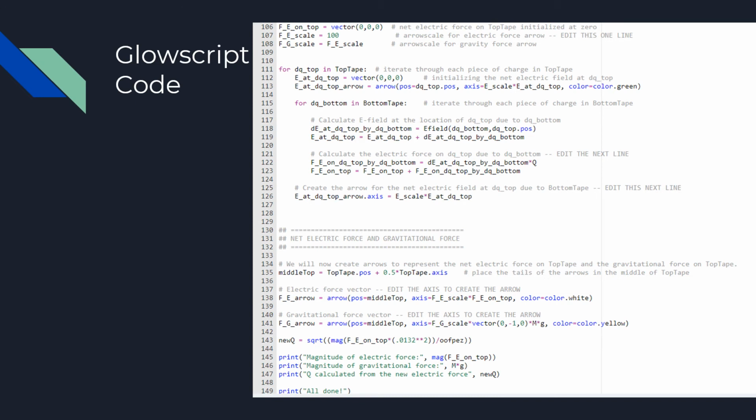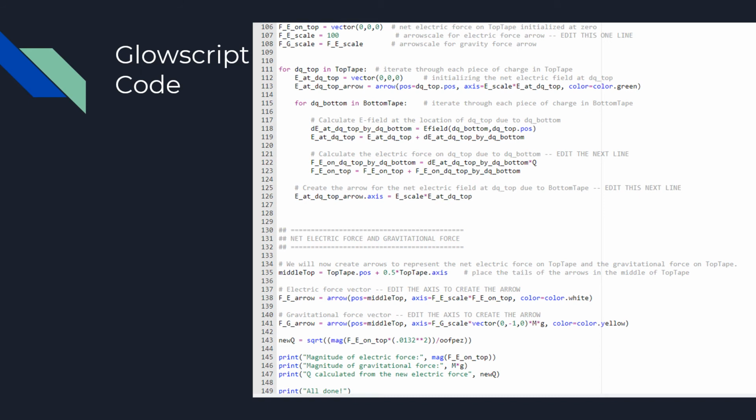Now I'll go through the lines of code that are responsible for calculating the net electric force on the top tape due to the bottom tape, given the distributed charges. On line 111, we iterate through each piece of charge on the top tape. On line 115, we iterate through each piece of charge on the bottom tape, calculating the net electric force due to this chunk of charge on the bottom tape on the chunk of charge on the top tape. We repeat this process for each chunk of charge on the top tape, and finally, at the end, we're left with the net electric force on the top tape due to the bottom tape, given distributed charges.